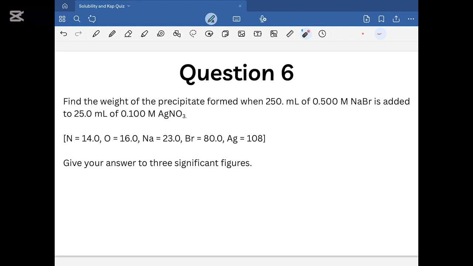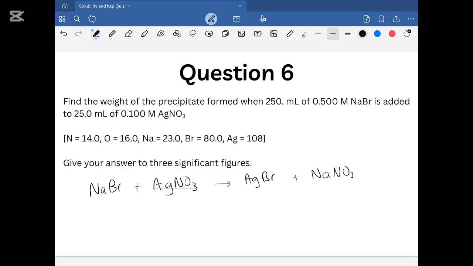And the equation that is taking place is NaBr reacting with AgNO3, and they're going to give the products, which are AgBr and NaNO3. Now, one of these products is insoluble, and we need to refer back to the solubility rules. And I determined the products by first writing the ions.